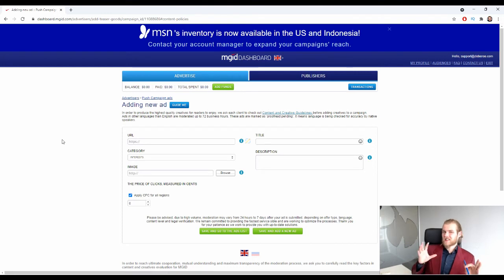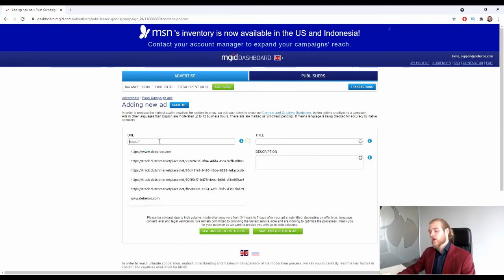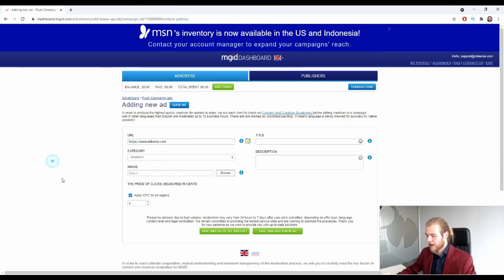So the campaign is already saved, which I like, all right? So if I mess something up in my ad, I can just delete that ad and create a new ad without having to create a full new campaign. The campaign is saved. Now we are going to create the assets for our campaign, so the creatives. First, we have the URL. This is going to be your campaign URL, obviously. I'm just going to put Deberoo in there for now.